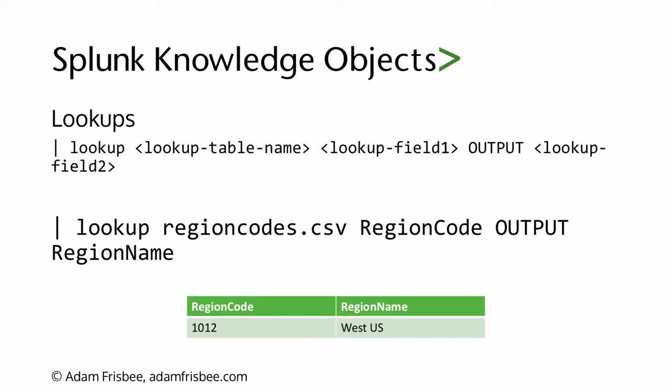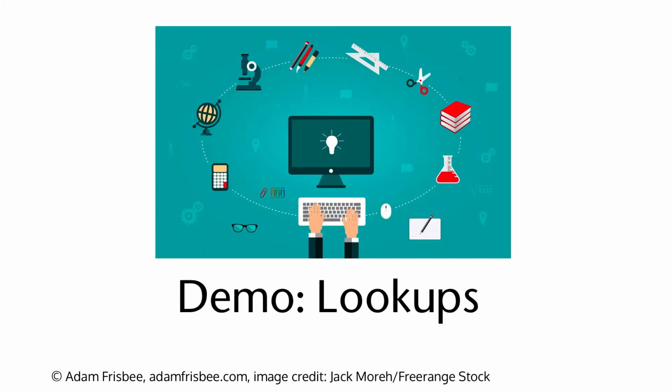And here's how a lookup command in Splunk looks. Notice it's after the pipe because it is a command. So we do lookup, table name, lookup field 1, and then output, and lookup field 2. Again, lookups have a lot of different options and they're very powerful. But for this demo, we're just going to do a very, very simple lookup with two columns. We'll do lookup regioncodes.csv for our lookup table name, if that's the name of that CSV with those two columns. Region code, output, region name. It's really quite simple. Let's look at how to actually implement this.